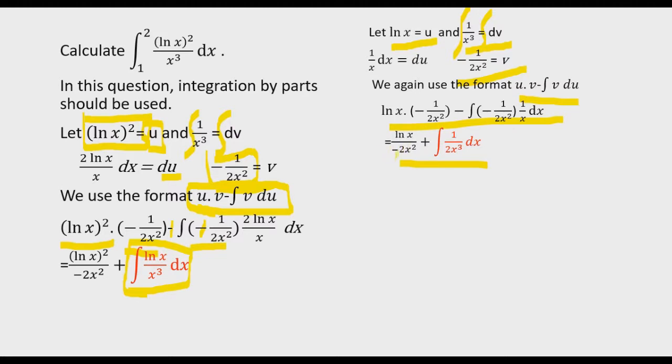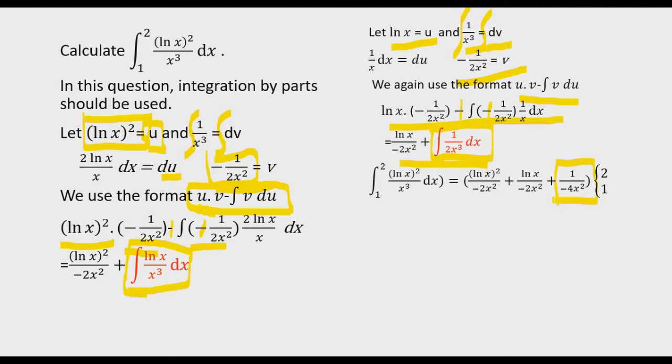Ln x over minus 2x^2 plus, and these two minuses make a plus again, and the rest is like this. And I now have to solve this integral, but it's just easy. It's this part here, 1 over minus 4x^2. So my integral here becomes this. Here I found (ln x)^2 over minus 2x^2, it's here, and ln x over minus 2x^2, again I found it here, and this integral is this number here.